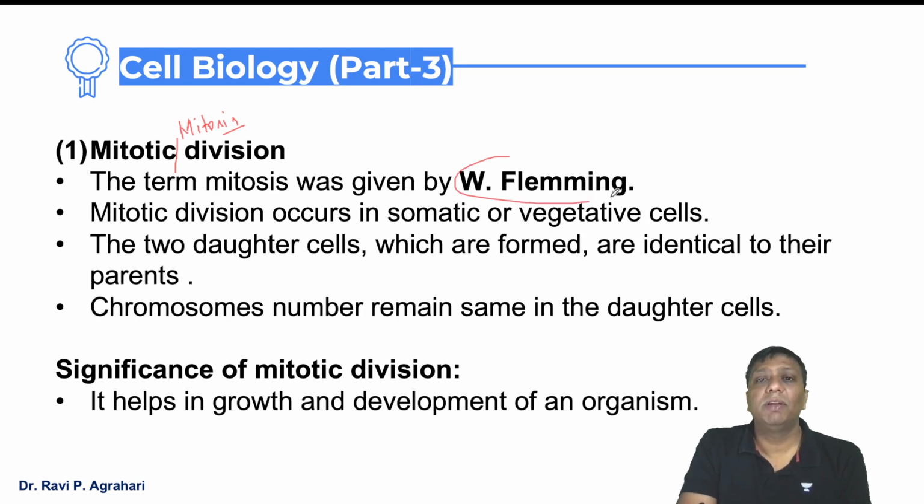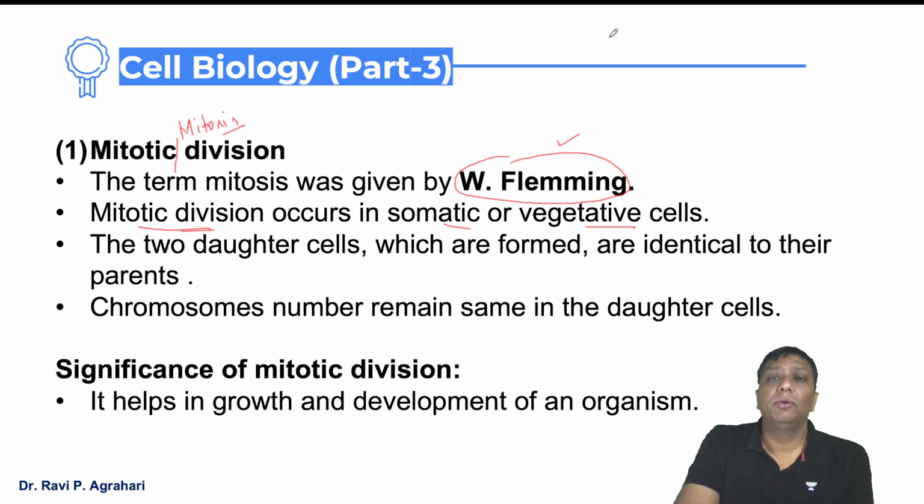Mitosis division was given by Flemming. In this case, somatic cells are vegetative cells. They have mitotic divisions. You know, somatic cells and reproductive cells, I told you in the previous lecture, guys. Reproductive cells are your testes and ovaries. Again I'm telling you, there are two natures of cells.